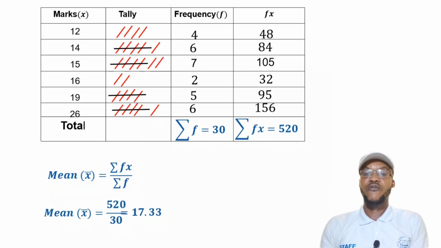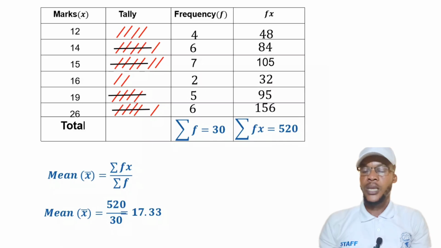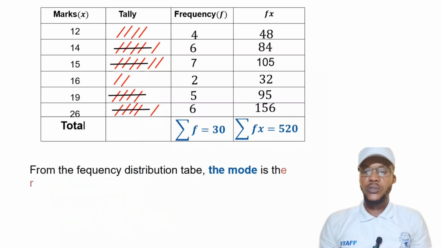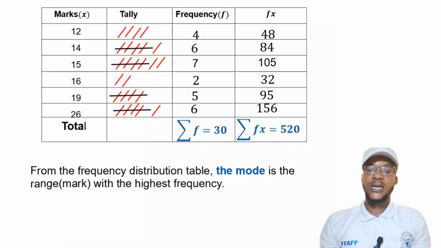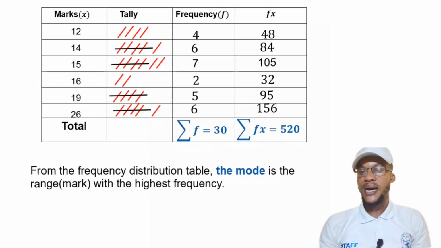Now let's quickly move on to how to find the mode. For the frequency distribution table, the mode is the mark, or the range, with the highest frequency. So you go through the frequency, find the one that is highest, and its corresponding value in the marks becomes our mode. Okay, so it's very interesting.